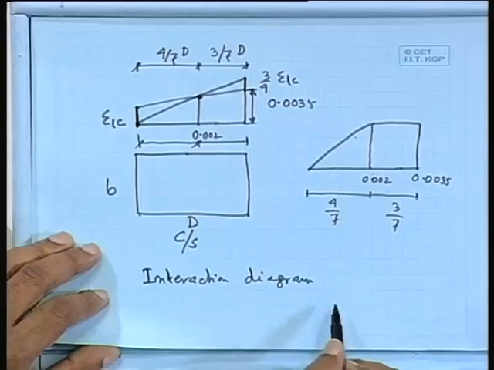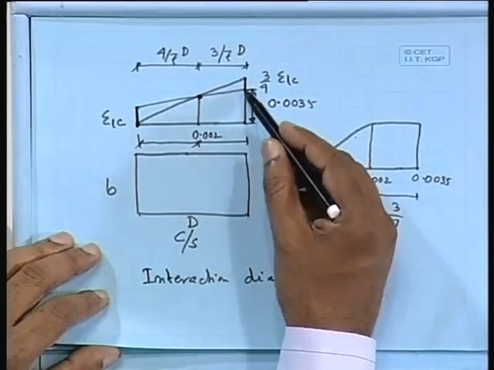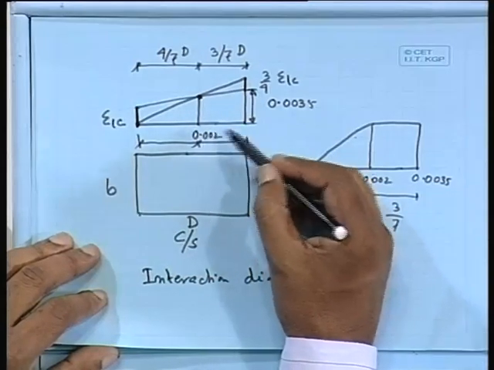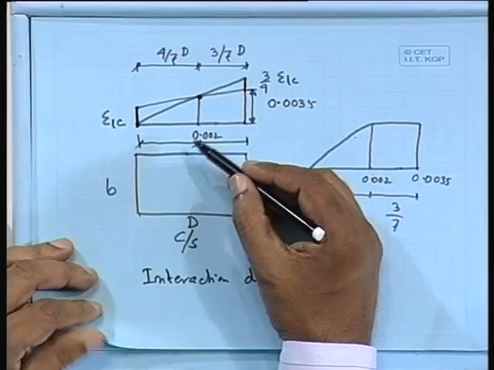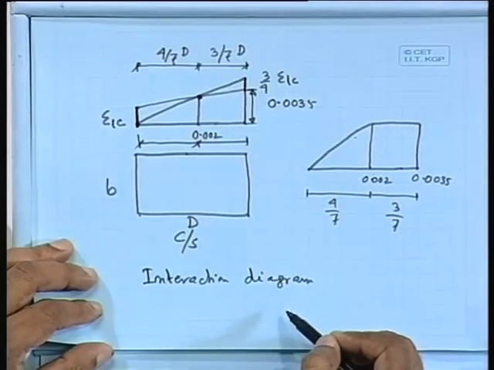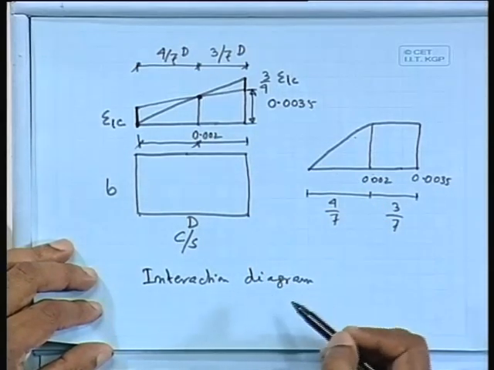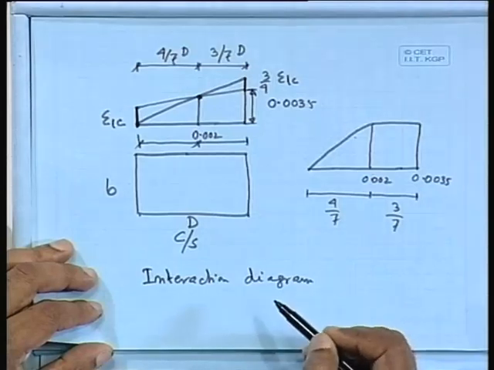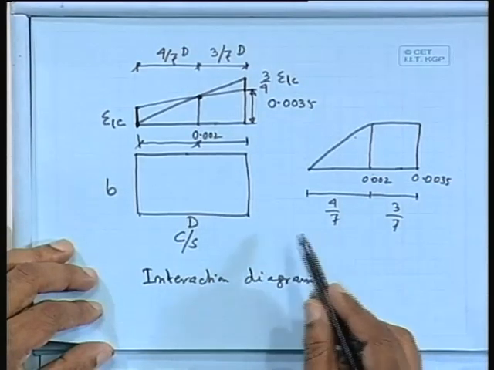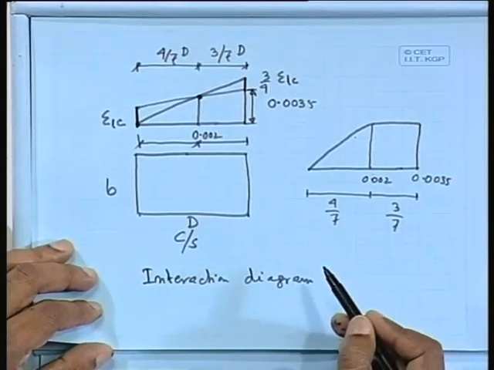So we can find out an interaction diagram on the basis of this strain diagram, which will be useful for design of columns for uniaxial bending cases. Similarly, we can go for biaxial cases also.